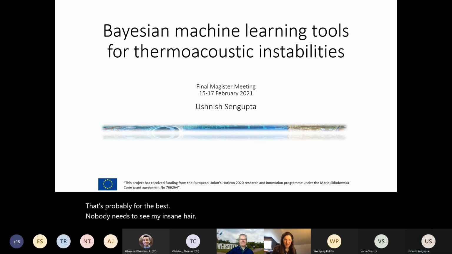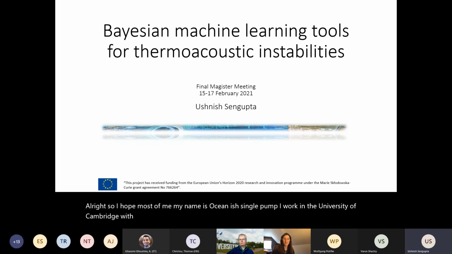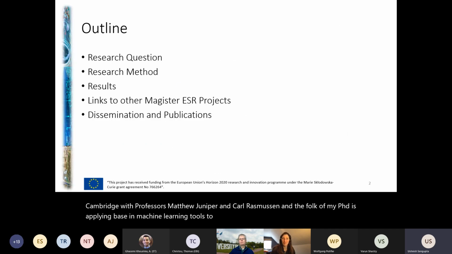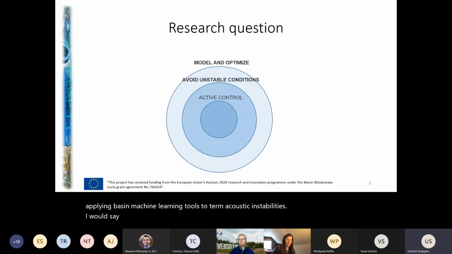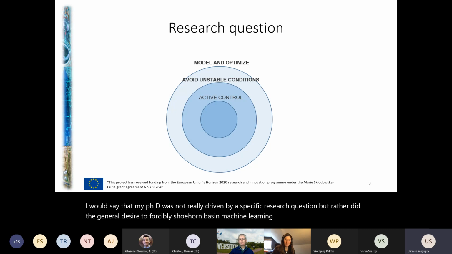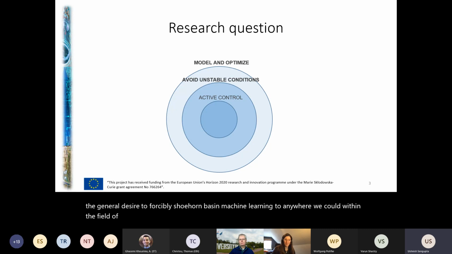All right. So I hope most of you know me. My name is Ushnish Sengupta. I work at the University of Cambridge with Professors Matthew Juniper and Carl Rasmussen. The focus of my PhD is applying Bayesian machine learning tools to thermoacoustic instabilities. I would say that my PhD was not really driven by a specific research question, but rather the general desire to forcibly shoehorn Bayesian machine learning anywhere we could within the field of thermoacoustic instabilities.